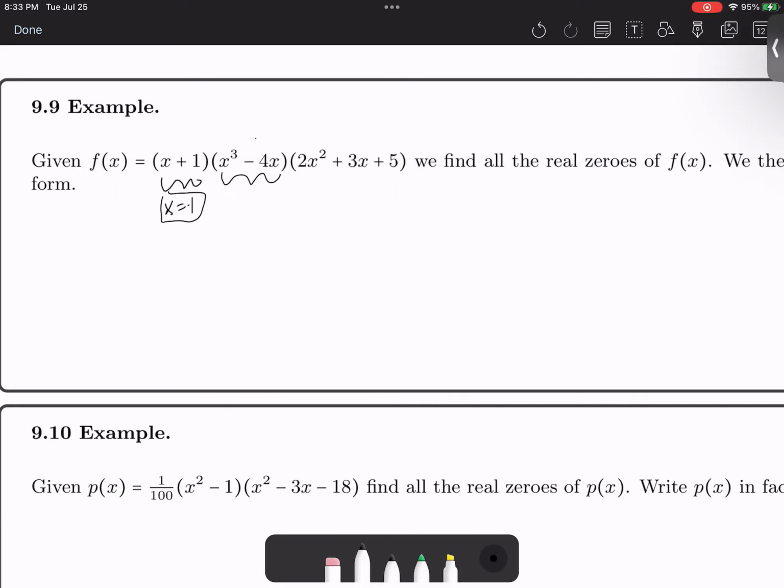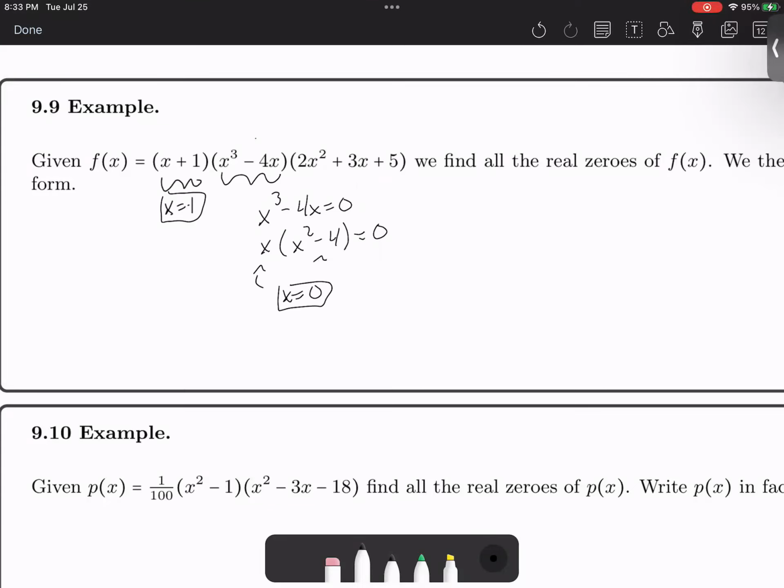This is a degree 3 polynomial. There could be 3 zeros here. Let's see if we can find them. X cubed minus 4x, when is that going to be 0? Everything has an x in it, so I take x squared minus 4. So there's one of the zeros.